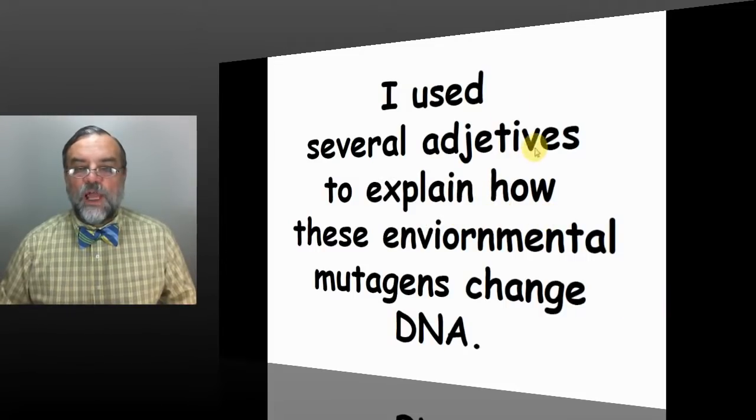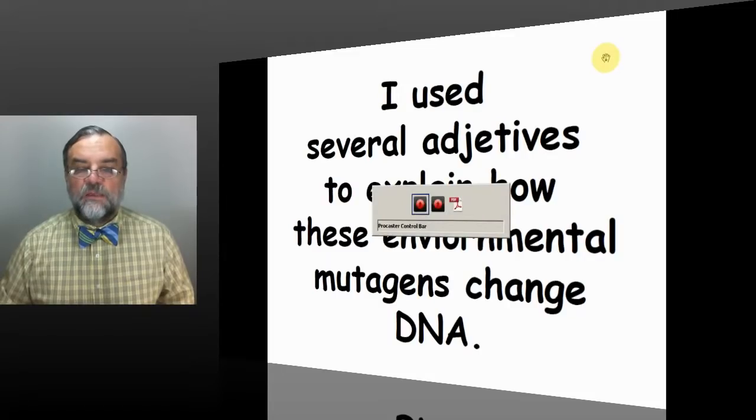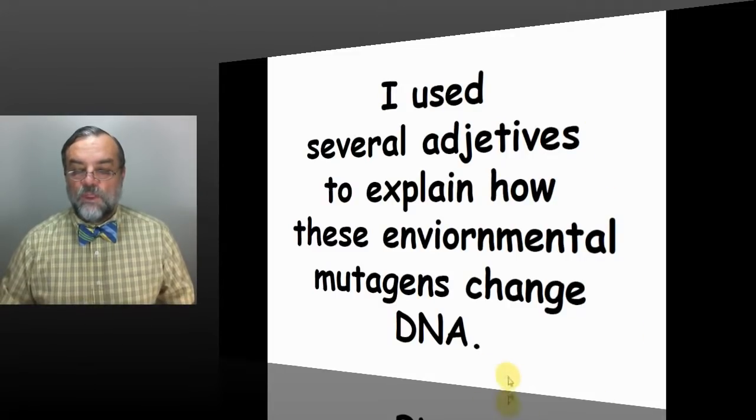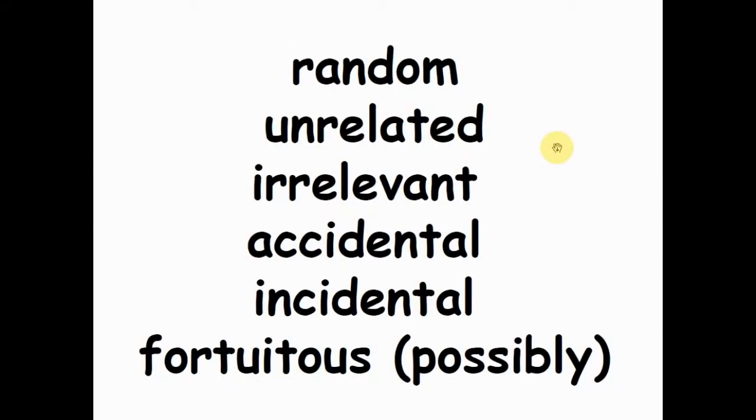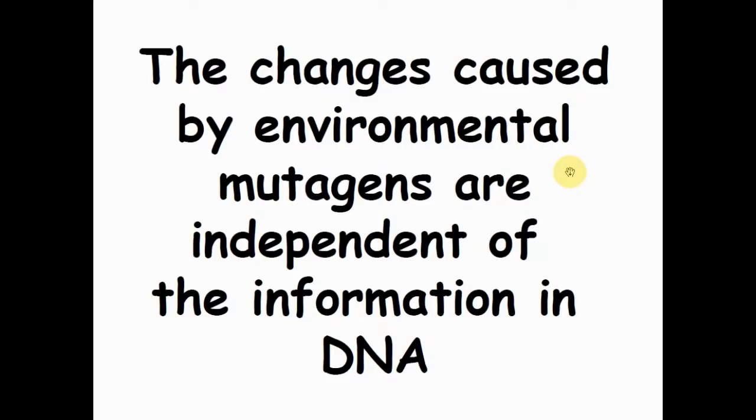I used several adjectives to explain how these environmental mutagens change DNA. The adjectives I used, which were explained I believe in the second video of this series, are: random, unrelated, irrelevant, accidental, incidental, fortuitous, possibly. And you could go back and look at that video for a longer explanation of why those adjectives.